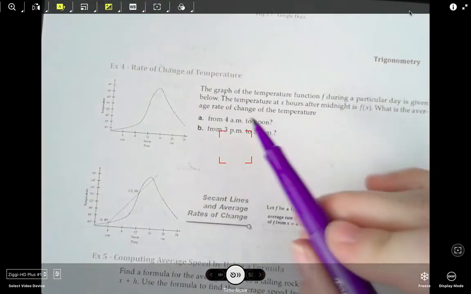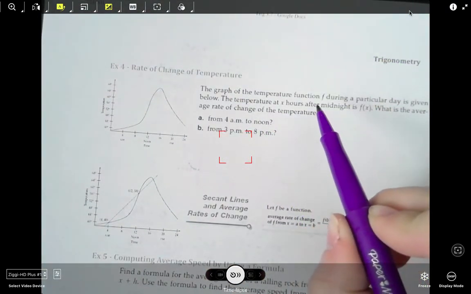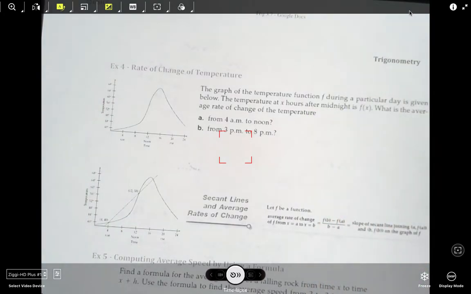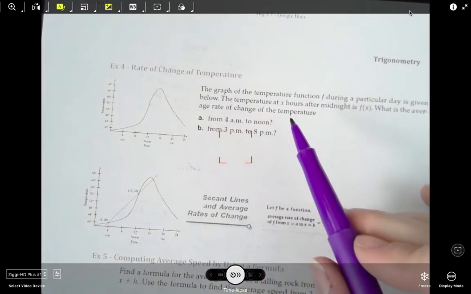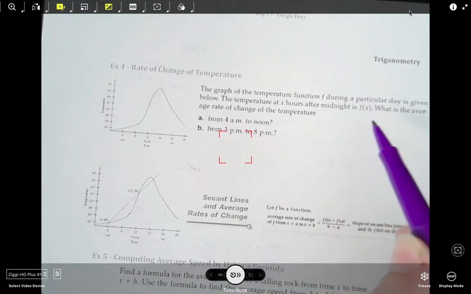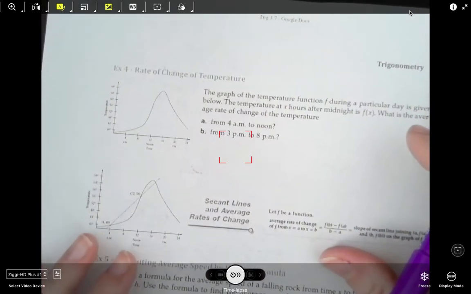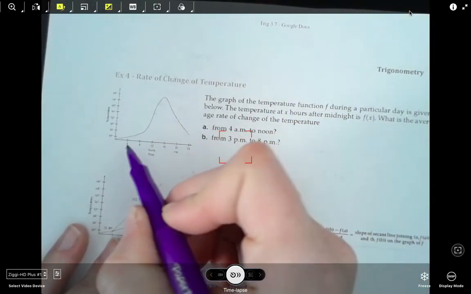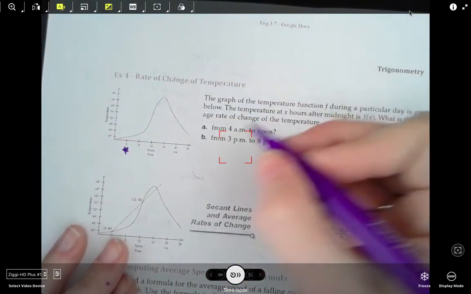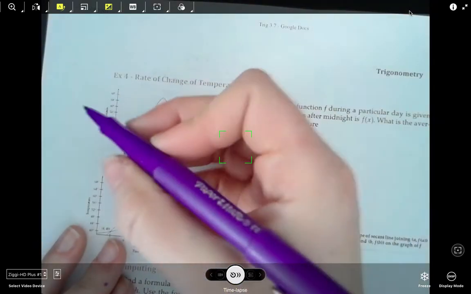Let's go to the back side. The rate of change of temperature. The graph shows the temperature function F during a particular day. The temperature at x hours after midnight is whatever. What is the average rate of change of temperature? Okay, so 4 a.m. is here and noon is here. So they want to know the average rate of change.